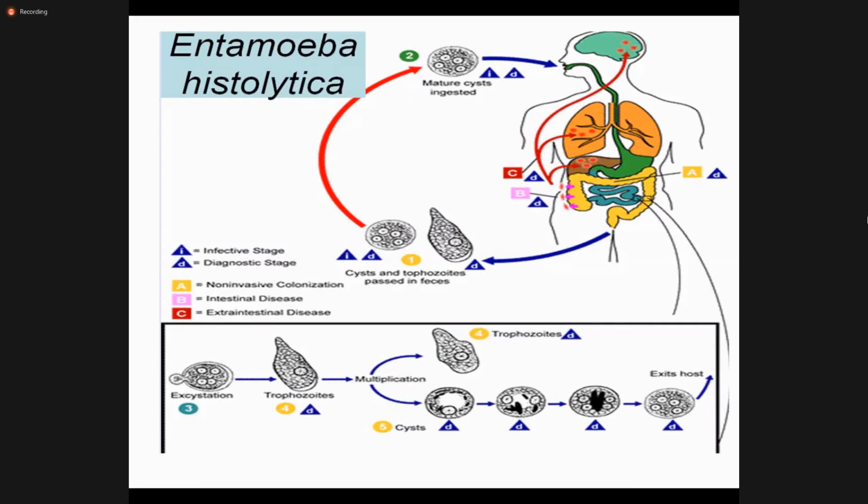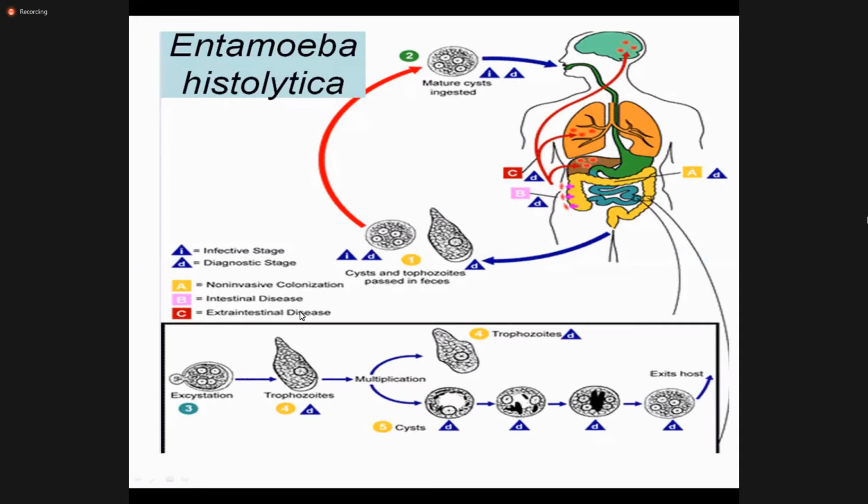So the trophozoite basically is found within the intestinal and the extraintestinal lesions and in diarrheal stools, whereas the cysts are found in non-diarrheal or formed stools. Cyst has got 4 nuclei, which is one of the pathognomonic signs of Entamoeba histolytica. So let's see the life cycle.